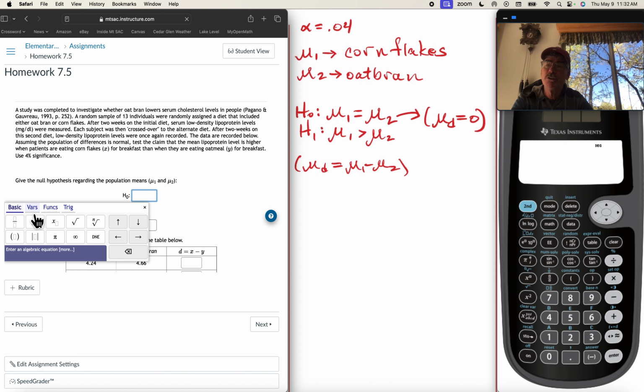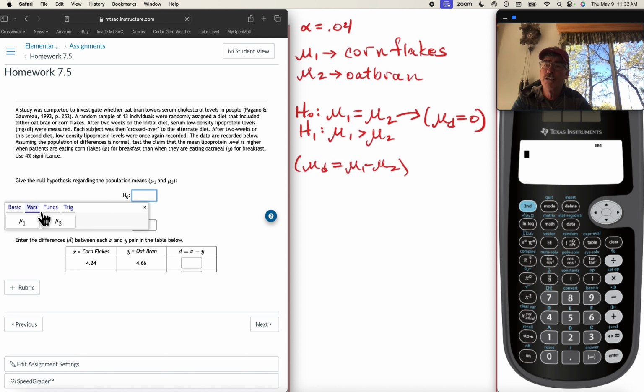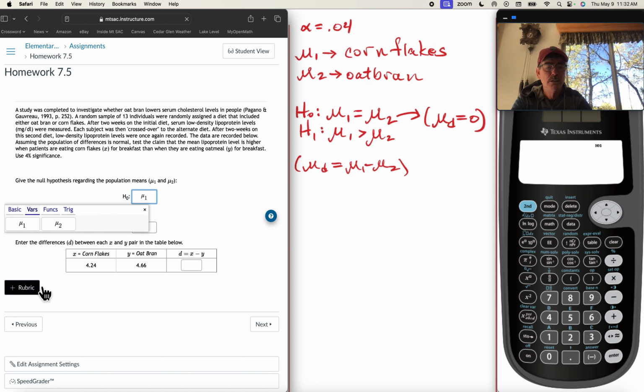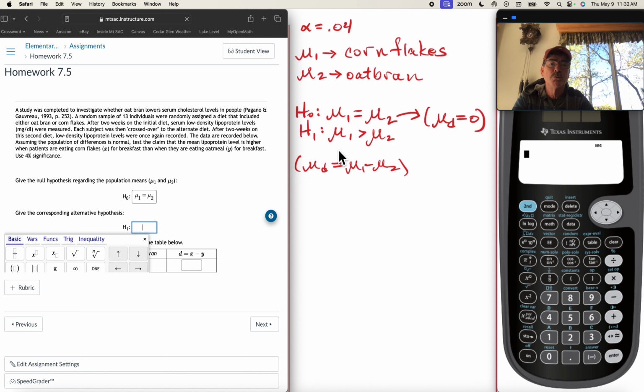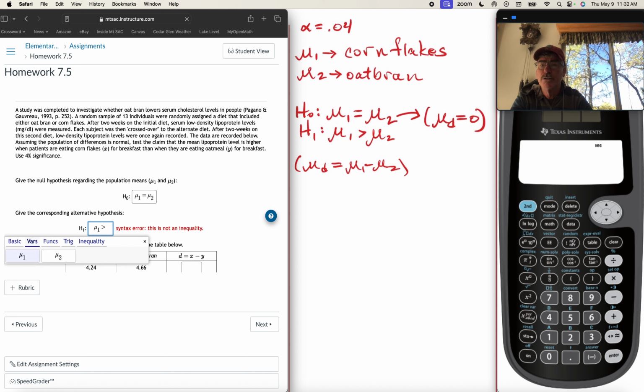On this one, you're going to have to go into the variables menu. So if you click on that, there's a mu1 and then type equals mu2 there. Okay, and then for the alternative hypothesis, we're saying mu1 is greater than mu2. So back to variables, mu1 greater than mu2.